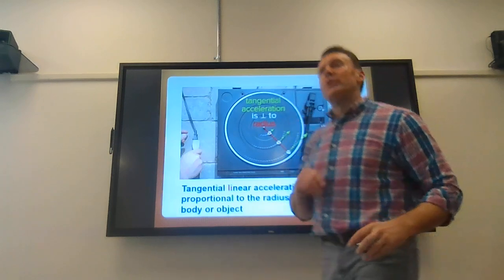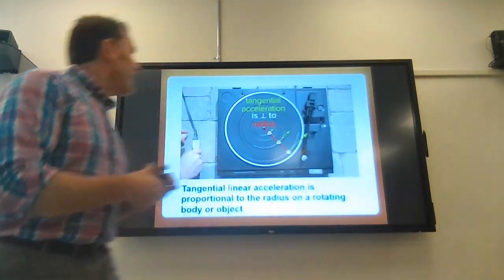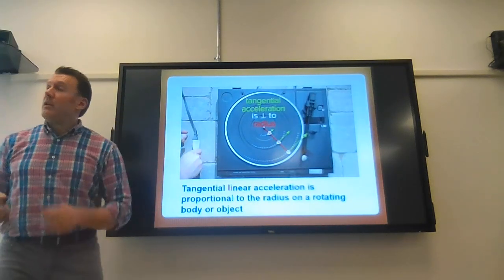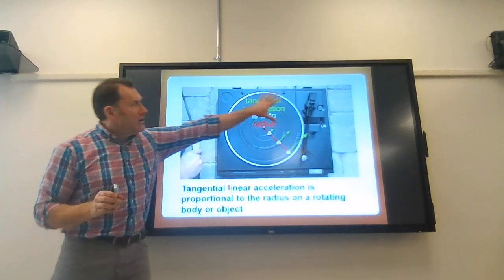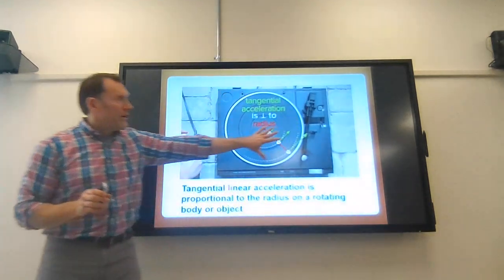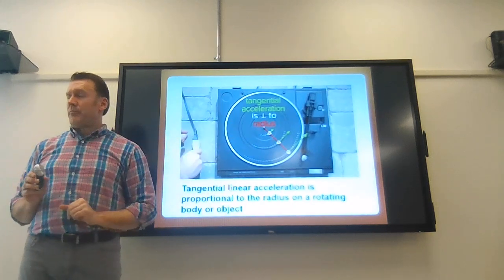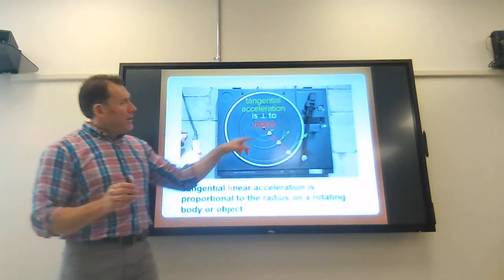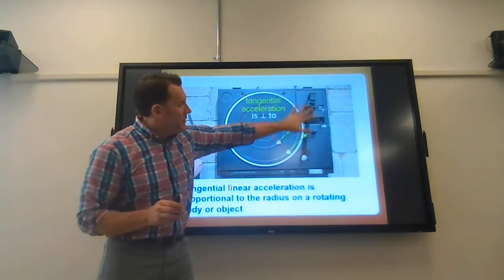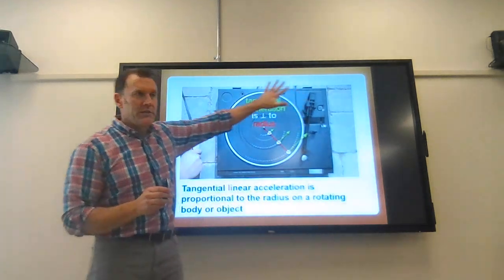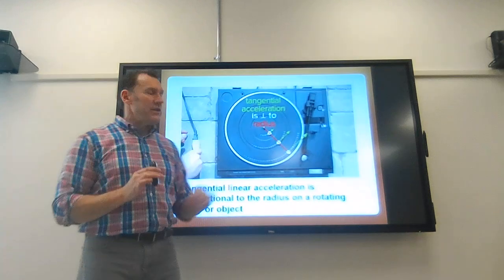Okay, so how many of you have one of these older record players or have seen one? Okay, yeah. So we're going to illustrate tangential acceleration by looking at this record player. Okay, so you have the axis in the middle. And so we have this body that is rotating in this direction. Okay, so it's going to have a certain amount of angular acceleration.